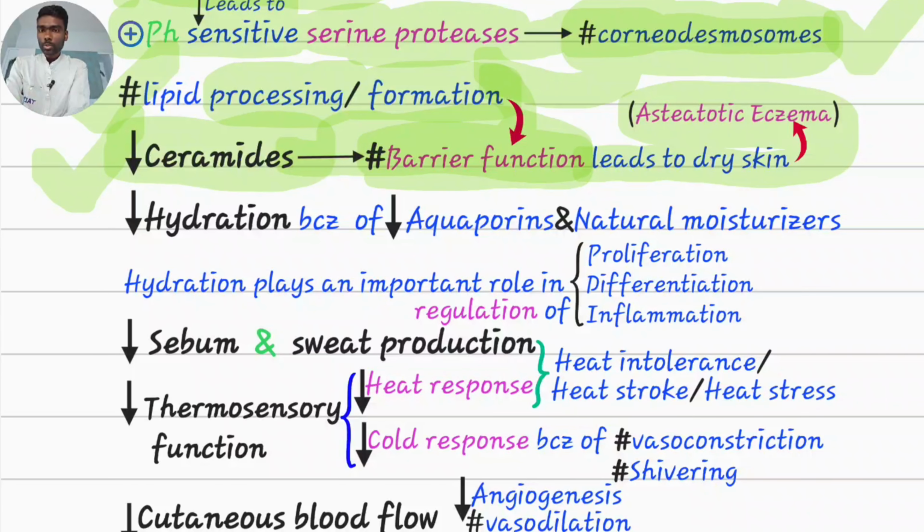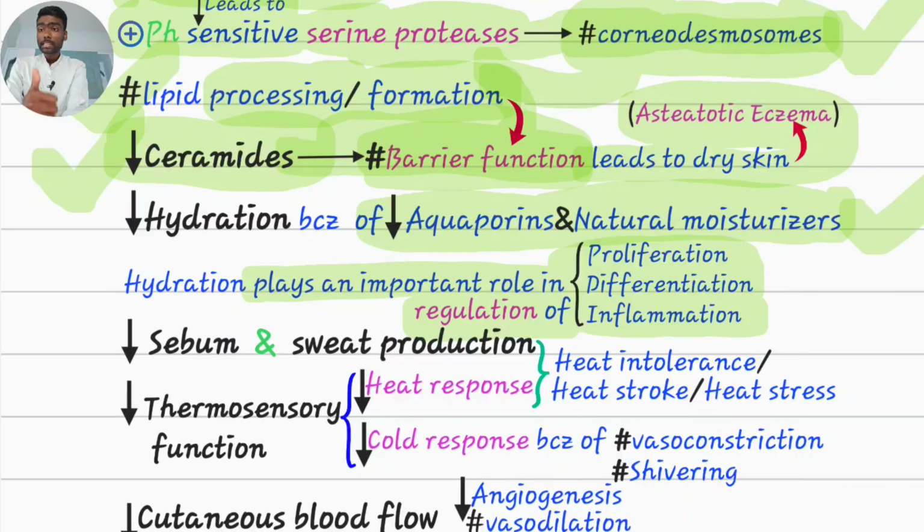Hydration, how is it going to reduce in old age? Because of reduction in expression of aquaporins and natural moisturizers. Aquaporins are nothing but pores, channels which allow the movement of water and glycerol, and their reduction ultimately leads to reduction in hydration. Hydration plays an important role in cell differentiation, proliferation, and regulating inflammation. Hence, in old age, we have to give supplementation of moisturizers for skin.